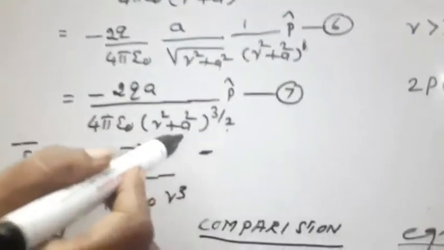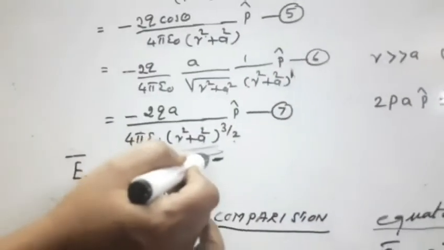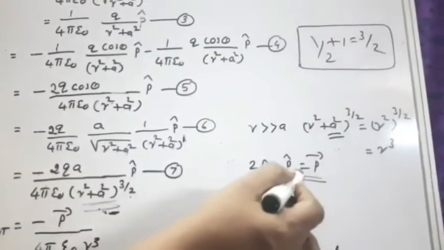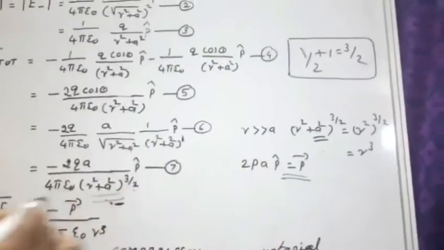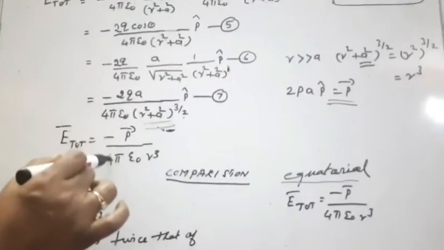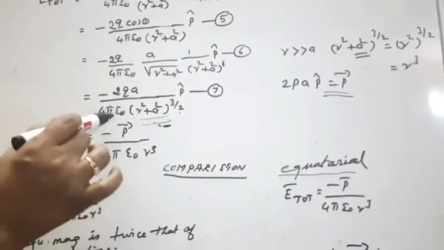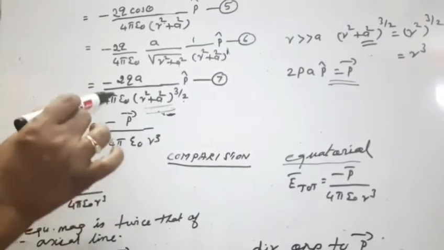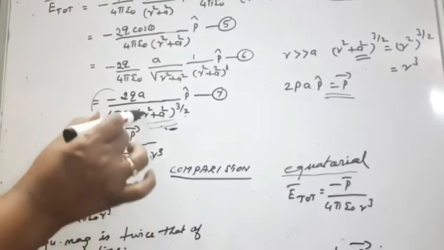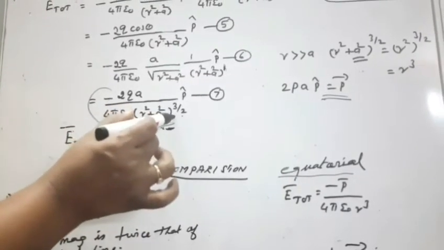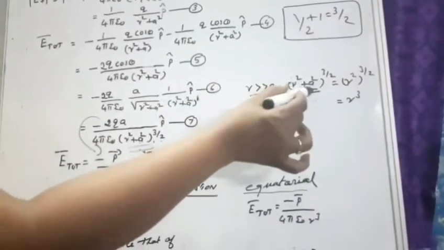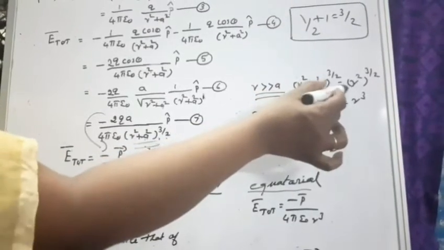In the numerator, 2qa p cap we consider as the p vector. Therefore E total bar equals, in the numerator, the dipole moment p vector equal to 2qa p cap. Therefore the numerator changes to minus p vector divided by 4 pi epsilon naught r square plus a square whole to the power of 3 by 2. Here, comparatively, the a value is very small. Therefore, in r square plus a square whole to the power of 3 by 2, the a square value is negligible.